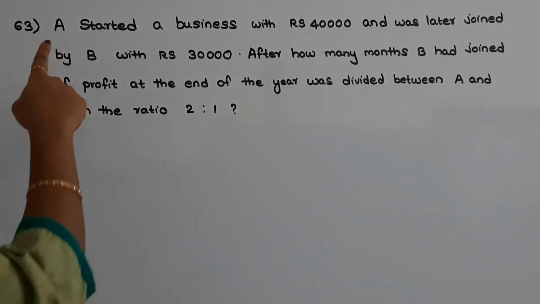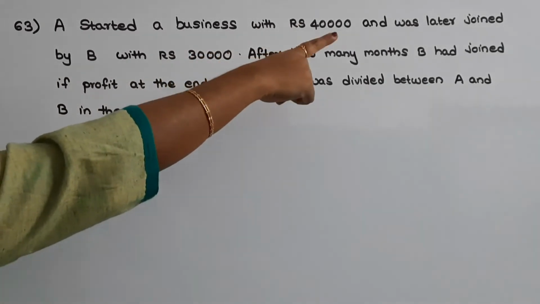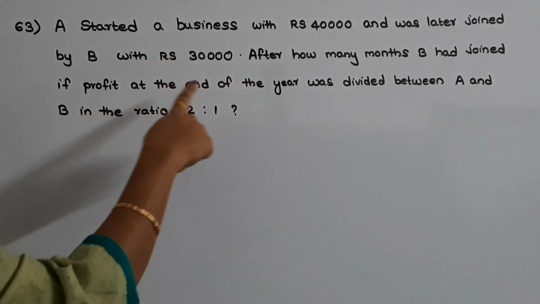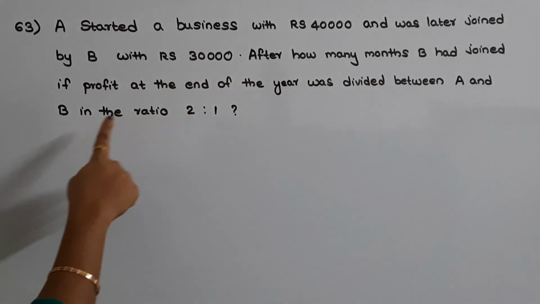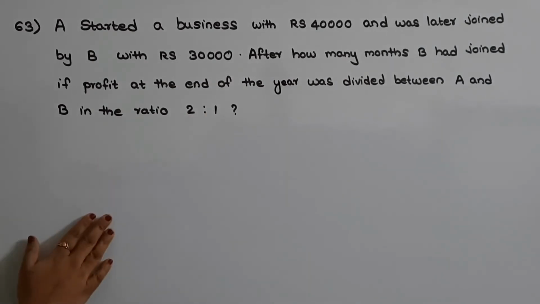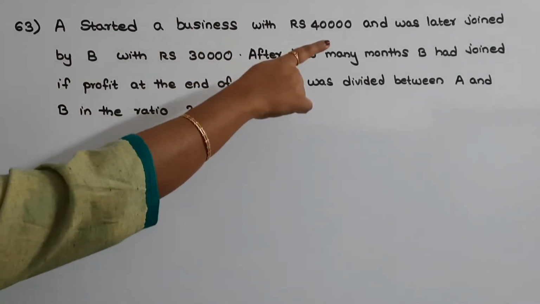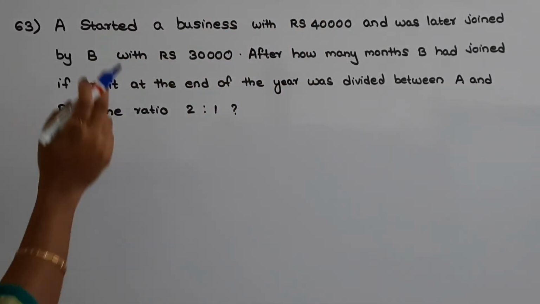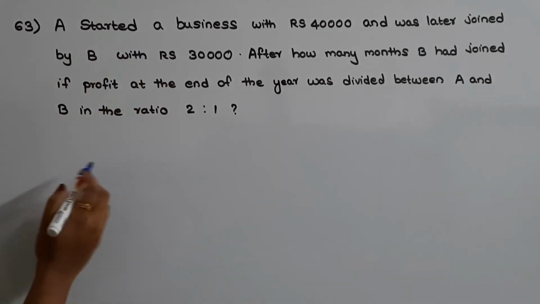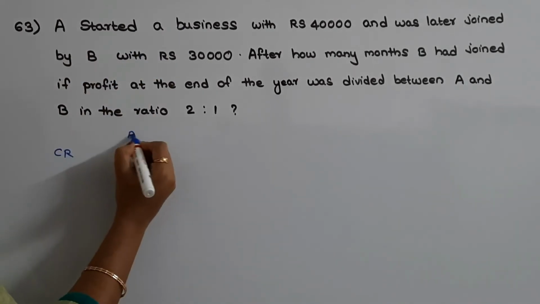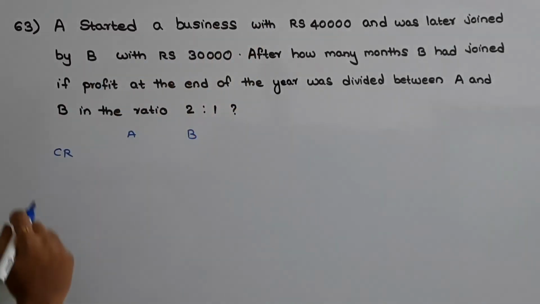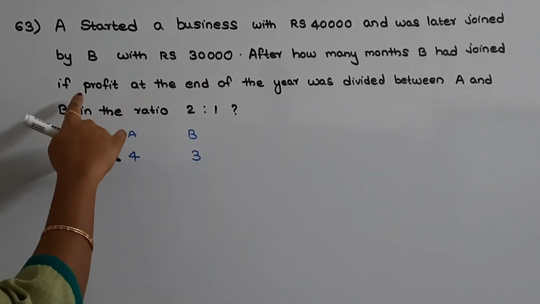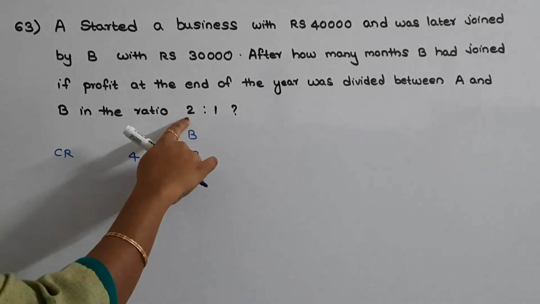The next question is, A started a business with rupees 40,000 and was later joined by B with rupees 30,000. After how many months B had joined if profit at the end of the year was divided between A and B in the ratio 2:1? So in this question, they are telling that A started a business with rupees 40,000 and later he was joined by B with rupees 30,000. So what is the ratio of the money invested by A and B? Cost ratio will be equal to 40,000 is to 30,000, that is 4:3.